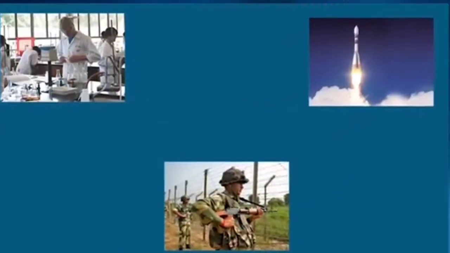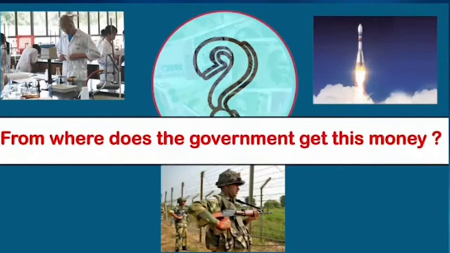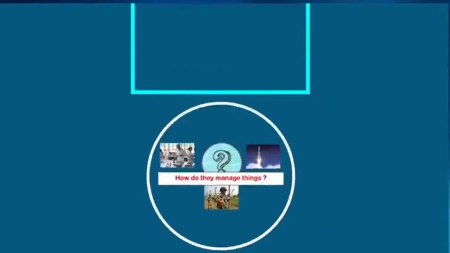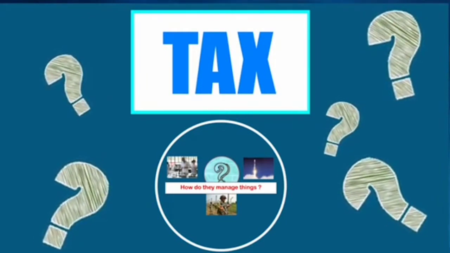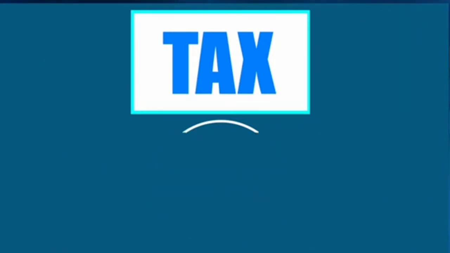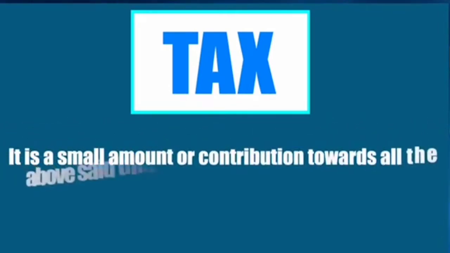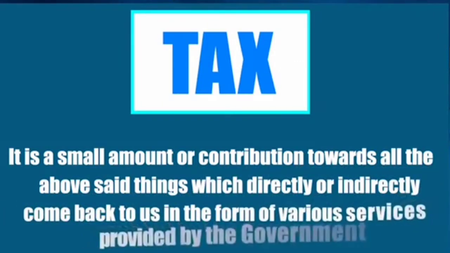For proper functioning of these things, a huge amount is needed. But from where does the government get this money? How do they manage things? So here, tax comes into the picture. Now what exactly is this term tax? It is a small amount or contribution towards all the above said things which directly or indirectly come back to us.